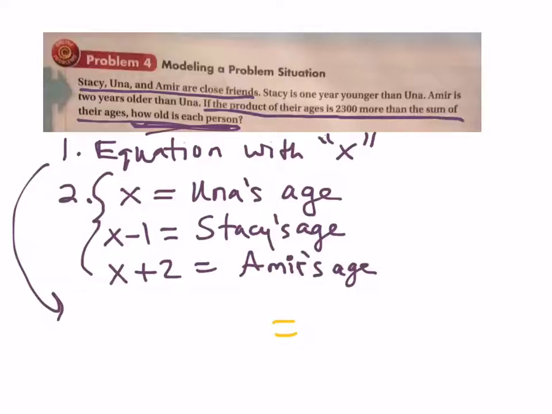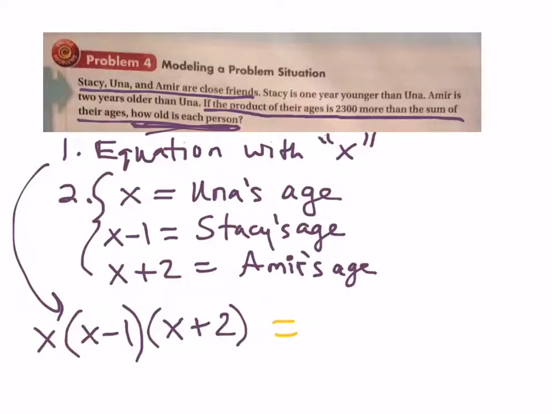Okay, so the product of their ages would be x times x minus 1. And since I have two terms here, I can't just put a multiplication sign in the middle. That would mean x times x, but it wouldn't mean x times this negative 1. So instead what I need to do is put these all in parentheses. Anytime there's more than one term that you're multiplying, put it in parentheses. And then Amir's age, so times x plus 2. So that's the product of their ages.